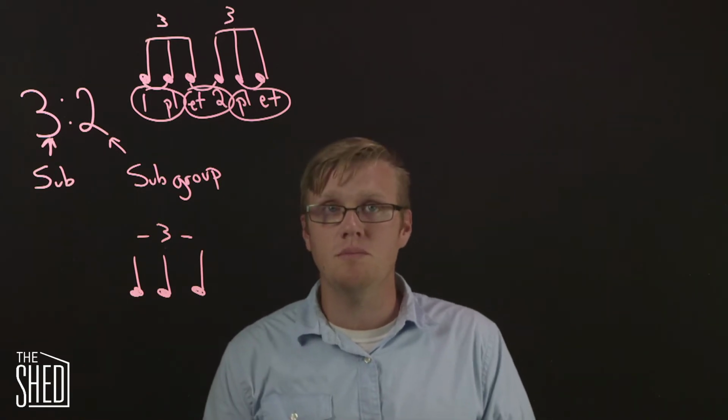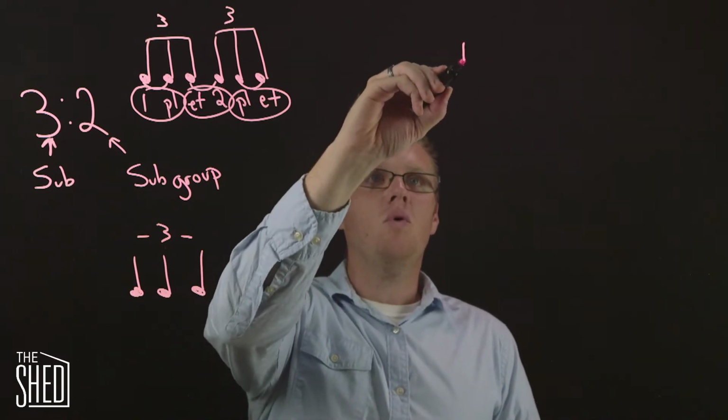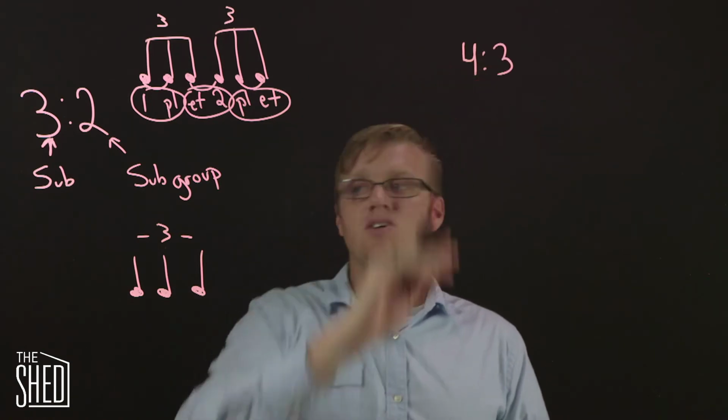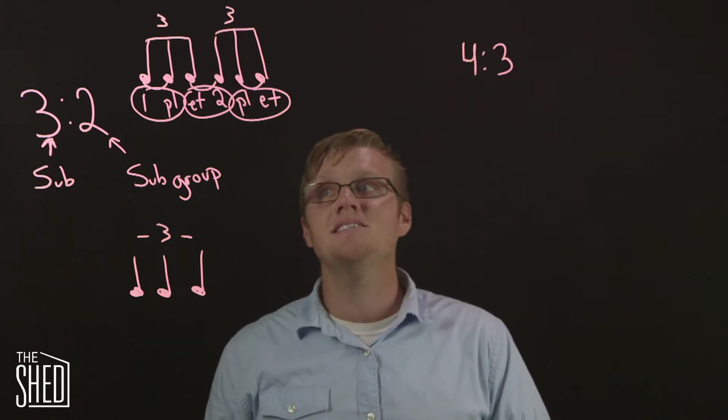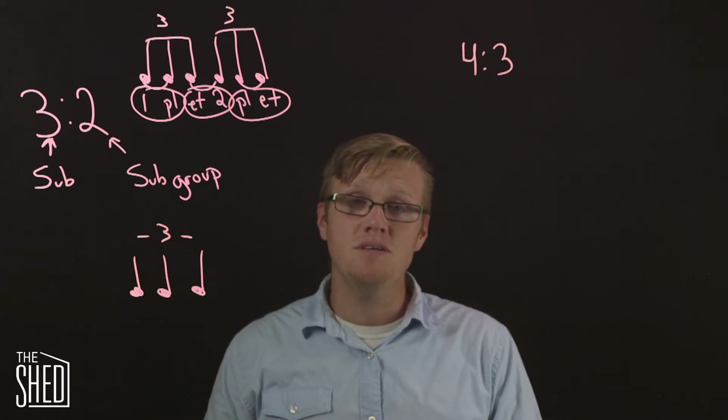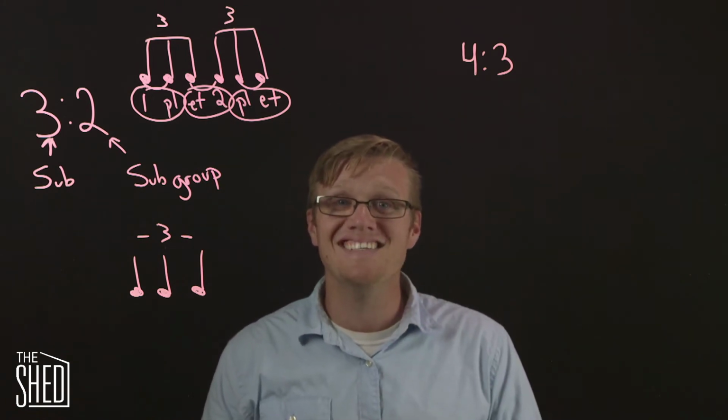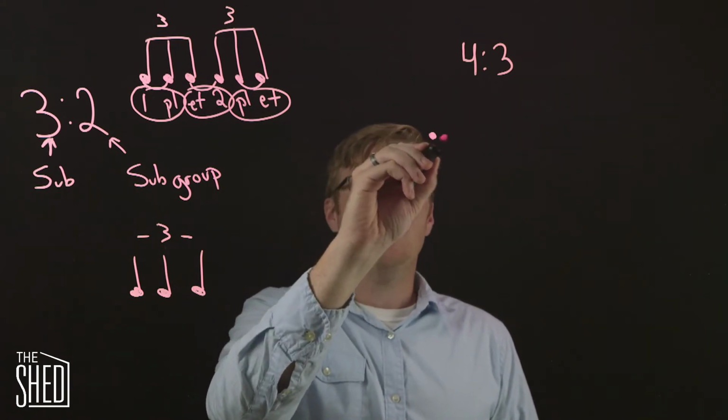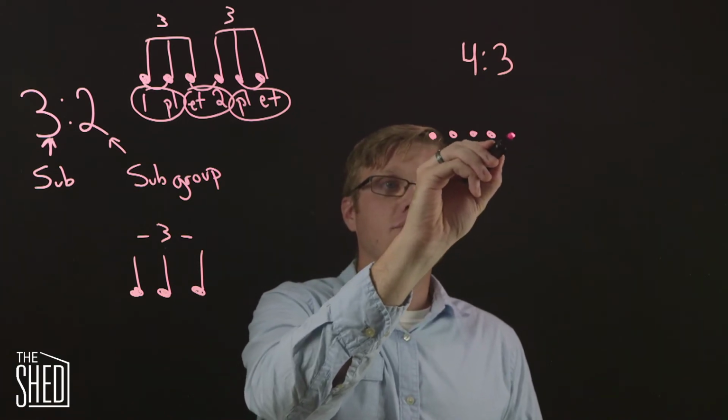So let's do one more subdivision. Let's talk about 4 against 3. So what is the base subdivision? The base subdivision is 4. That means the beat is being divided evenly 4 times. That is a 16th note. So I'm going to draw a few sets of 16th notes here.